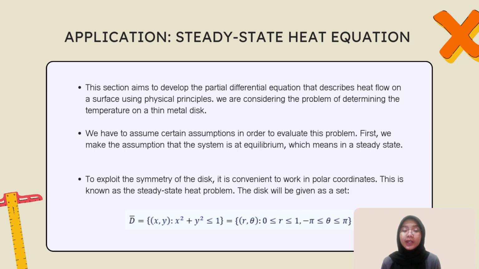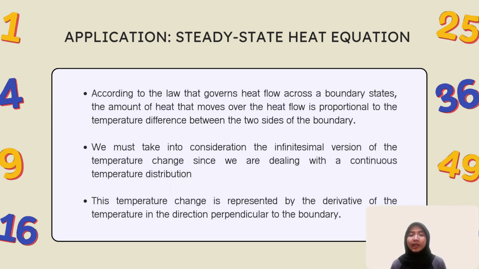Working in polar coordinates helps us utilize the disk symmetry. This is also known as the steady-state heat problem. According to the law that governs heat flow across a boundary, the amount of heat that moves over the boundary is proportional to the temperature difference between the two sides of the boundary. We must take into consideration the infinitesimal version of the temperature change since we are dealing with a continuous temperature distribution. We may derive a partial differential equation that describes the steady-state heat flow on the disk by considering the normal derivative at every point on the boundary circle.